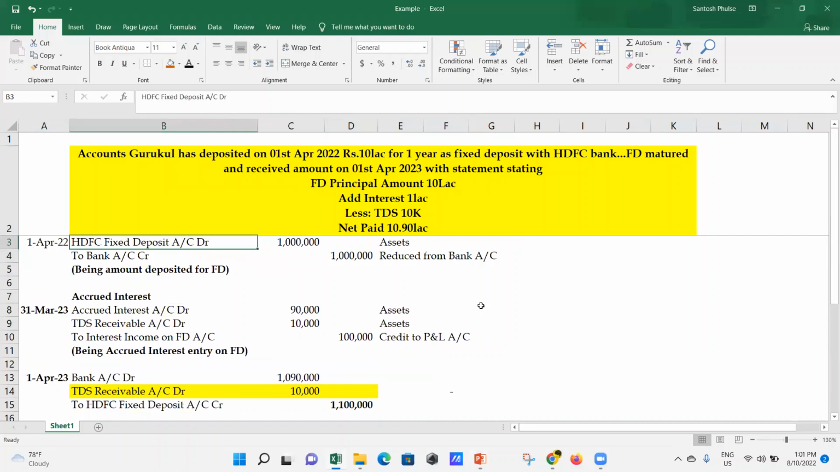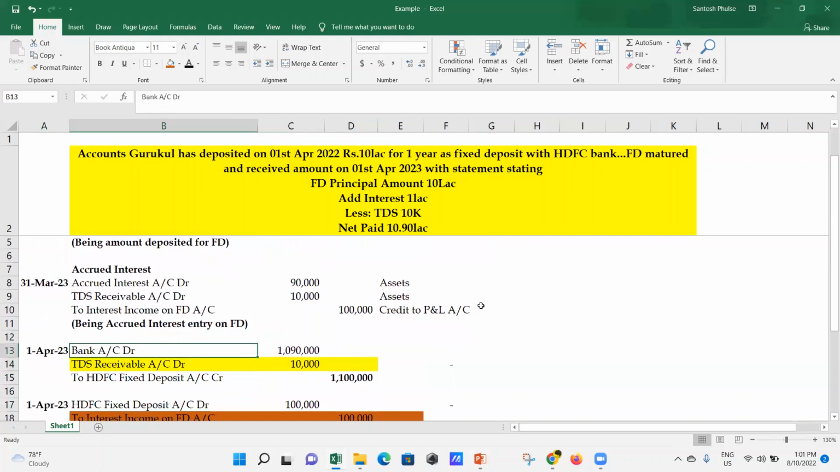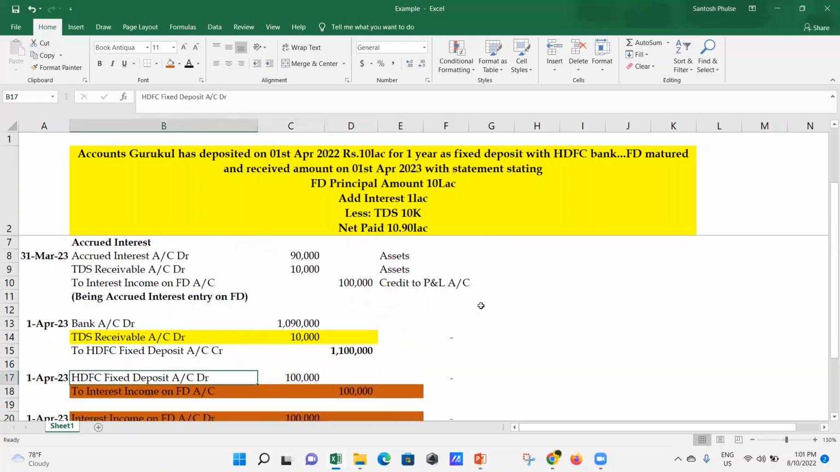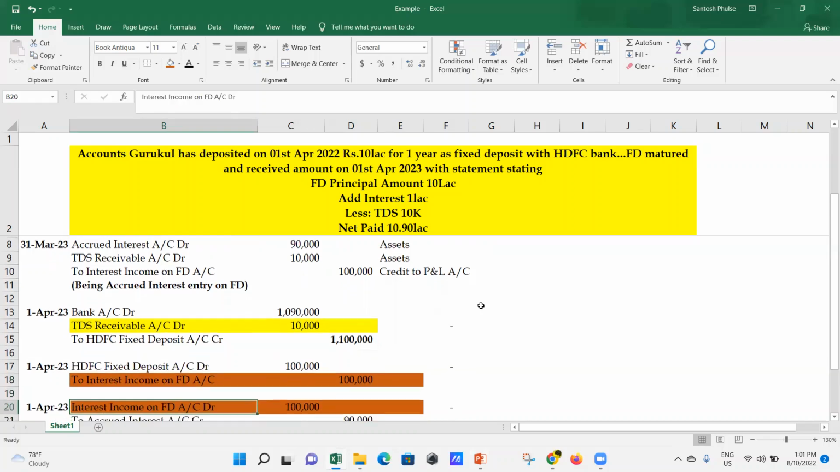When we are going to do the fixed deposit in the bank, this entry we have to pass: SDFC fixed deposit account debit, to bank account credit. Related to accrued interest, the accrued interest account debit, TDS receivable account debit, to interest on FD account credit. And when we actually receive the amount, whatever the net amount we have in bank, that account is going to be debit to our bank account. The TDS receivable account is going to be debit for 10 lakh, and to the SDFC account is going to be credit for 11 lakh. Whatever the interest component is there, the SDFC account is going to be debit, and the interest income account is going to be credit for that interest amount.